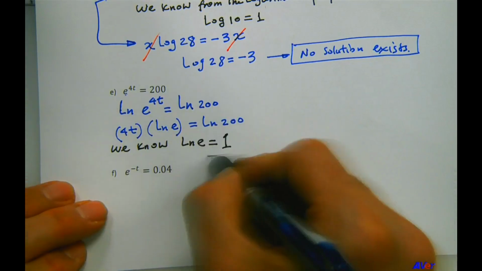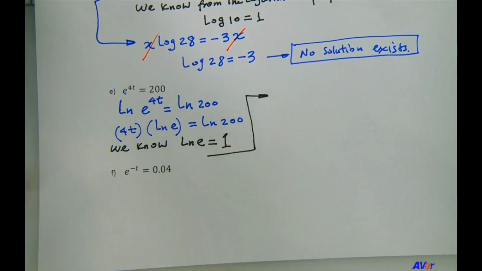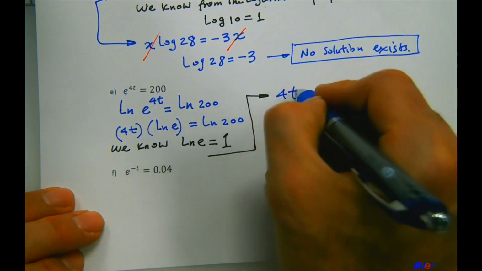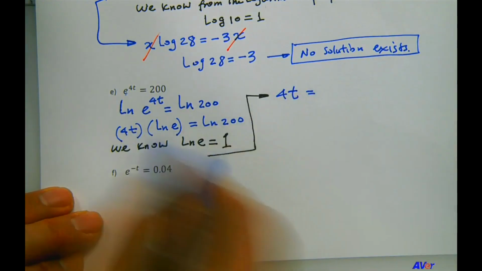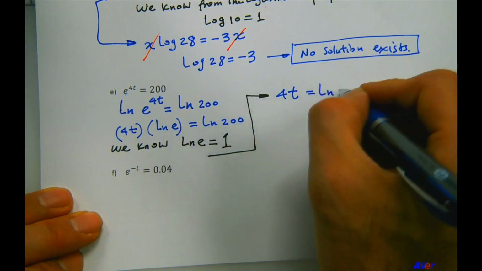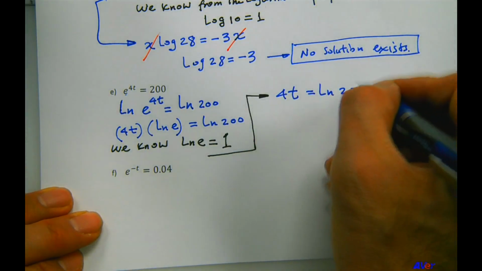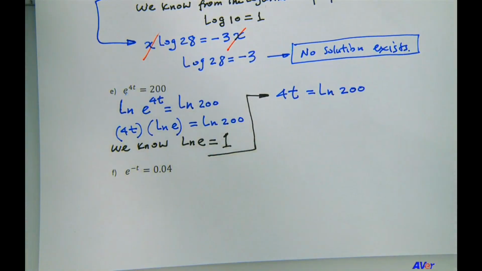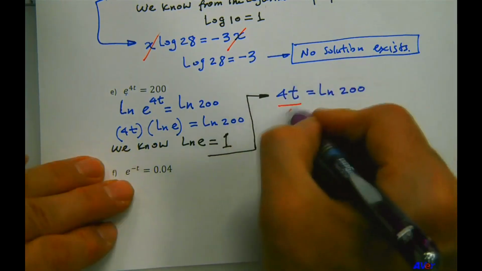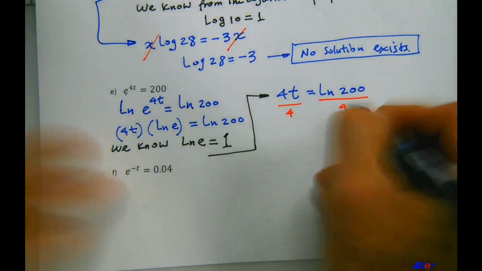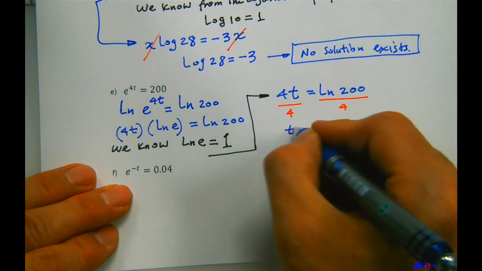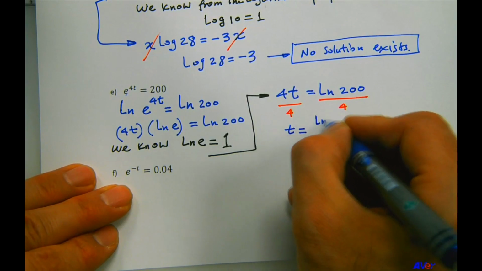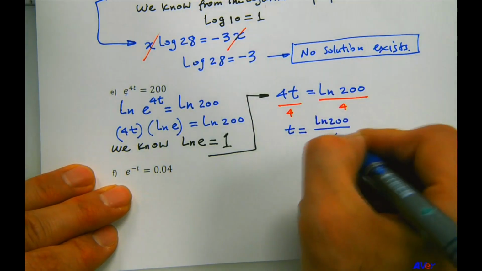All right, so because of that, on the left side we have 4t times 1, which is just 4t, equals natural log of 200. So we're solving for t, which means we need to isolate t. Is t isolated? No, it's got a 4 right next to it. How do we get rid of the 4? We divide both sides by 4. What do we end up with? We end up with t equals natural log of 200 divided by 4.